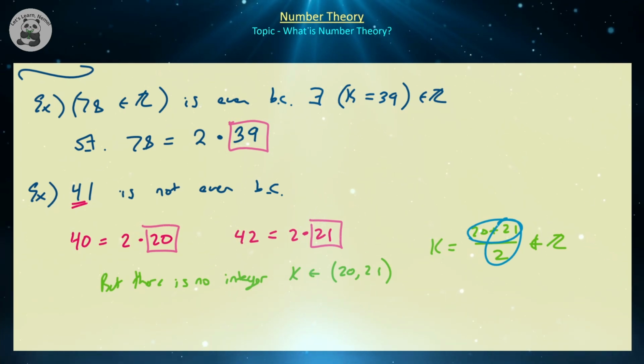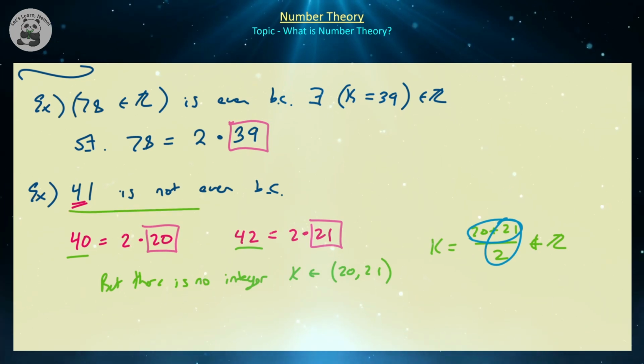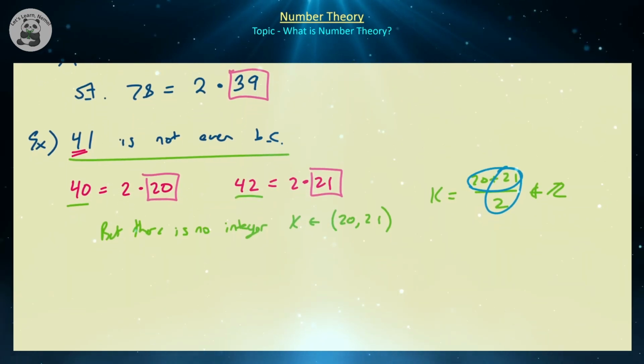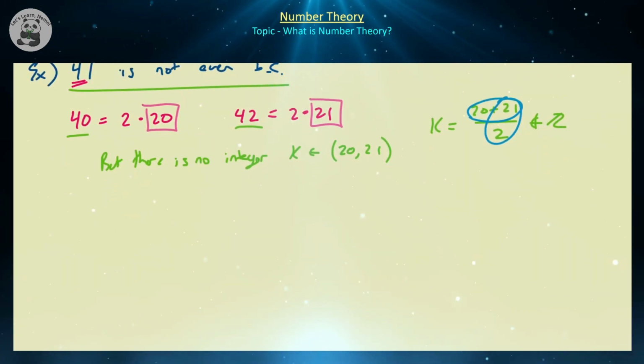So since there is no integer between 20 and 21, and the surrounding integers 40 and 42 are indeed themselves even integers, that forces 41 to not be an even integer, i.e. even and odd integers oscillate every one integer, right? So if that is the case, then we can actually prove a theorem that says something very interesting, right?